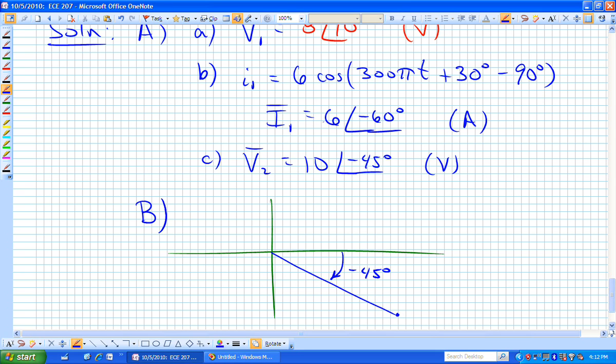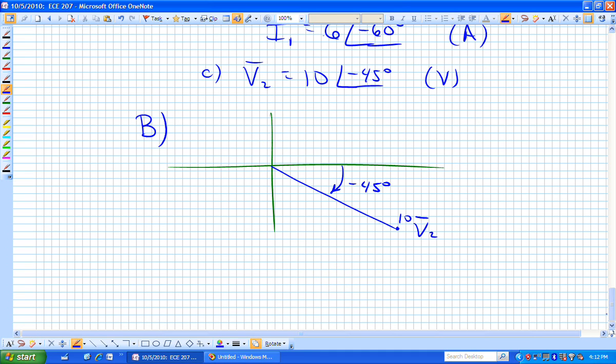This is a length of 10 if this represents V sub 2. Where is I sub 1? Relative to that, it's 60% of that length. I'm not sure I'm going to be able to draw that, but there it is. And that's supposed to be at minus 60 degrees. Here's I sub 1, and that's at a value of 6.